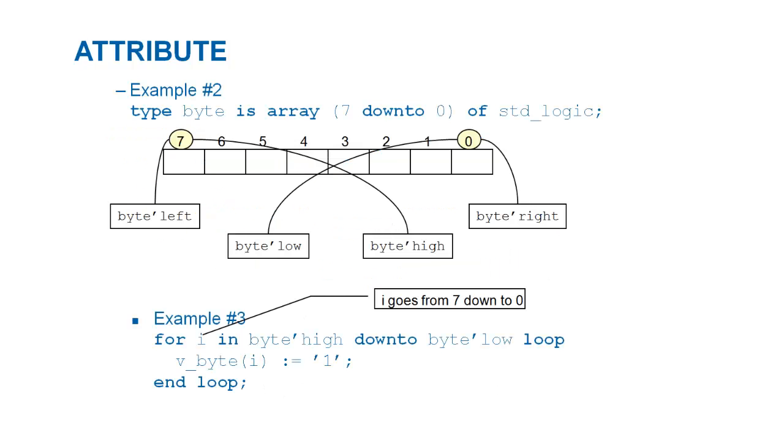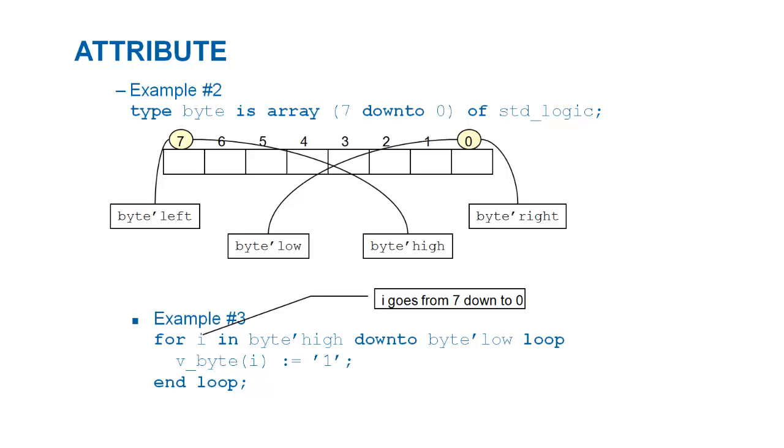Here is another example of attributes, and we have a third example of how to use attributes. In this example byte, we create a new data type called byte. It's an array that has 8 bits. The most significant bit is 7, and we go down to 0. So 7 is on the left hand side, which means that the most significant bit is on the left hand side. Down to 0, the least significant bit is on the right hand side, and this is an example of an array of standard logic.